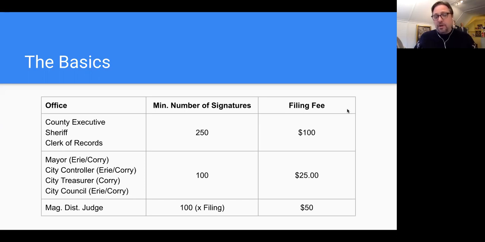There are a couple of magisterial district judge seats up in both the city and throughout the county. You will need a minimum of 100 signatures to file for each party. Again, you can cross-file for magisterial district judge as both a Democrat and a Republican. So you would need 100 signatures on a Democratic nominating petition and 100 signatures on a Republican nominating petition if you were to cross file for that office, and the filing fee for that office is $50.